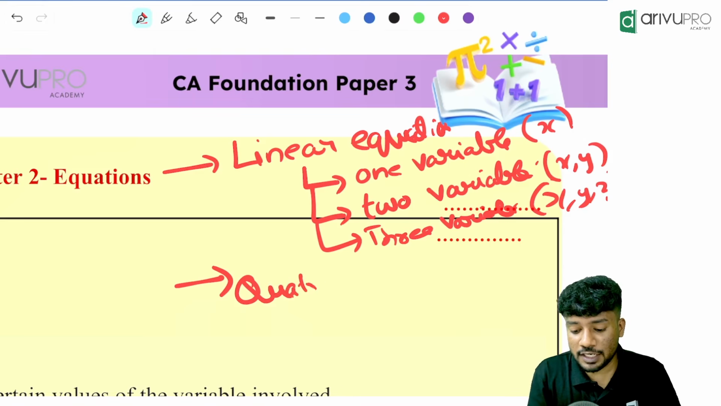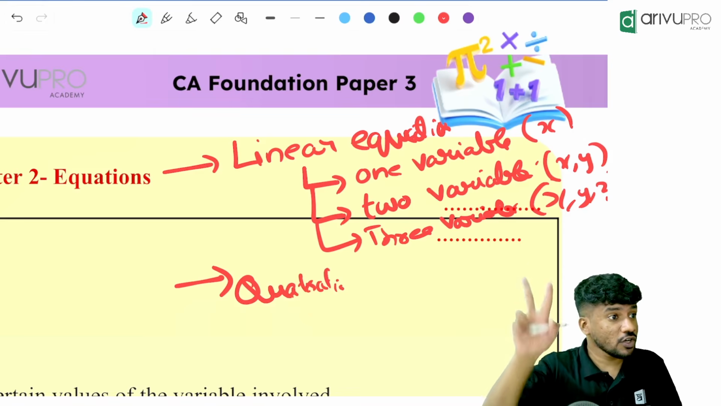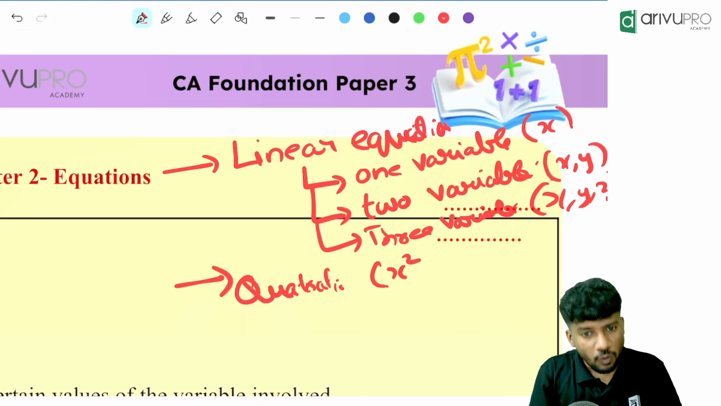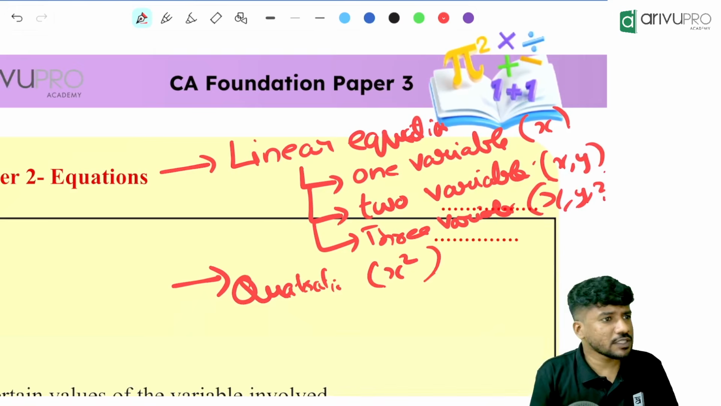Then we have quadratic equation. Have you studied quadratic equation in school? Yes. What is the power in the quadratic equation? 2 will be the power of x. For example, it will be given like x square, y square, z square, whatever way they want to give. There we will be studying a few things.